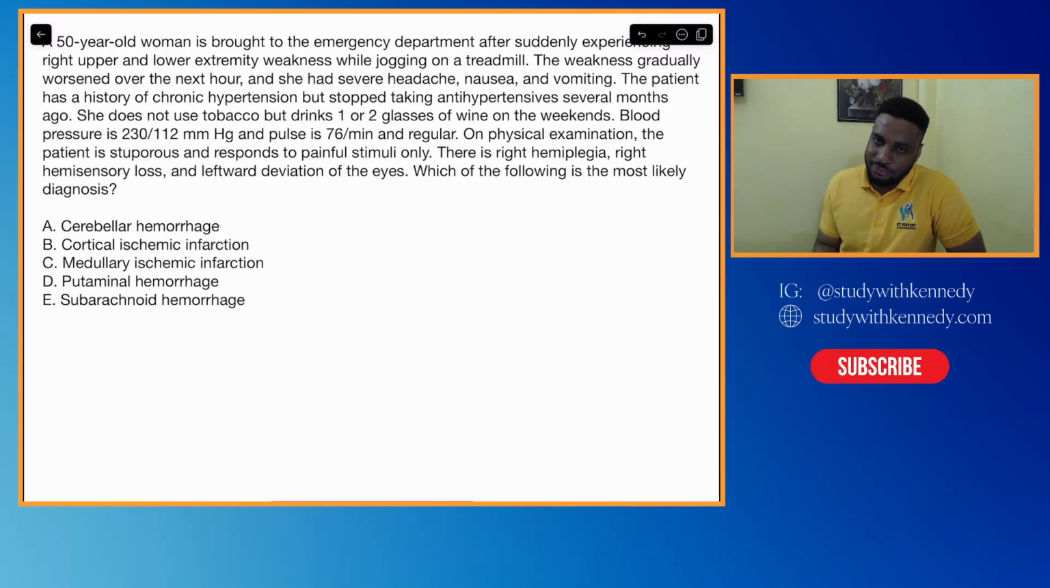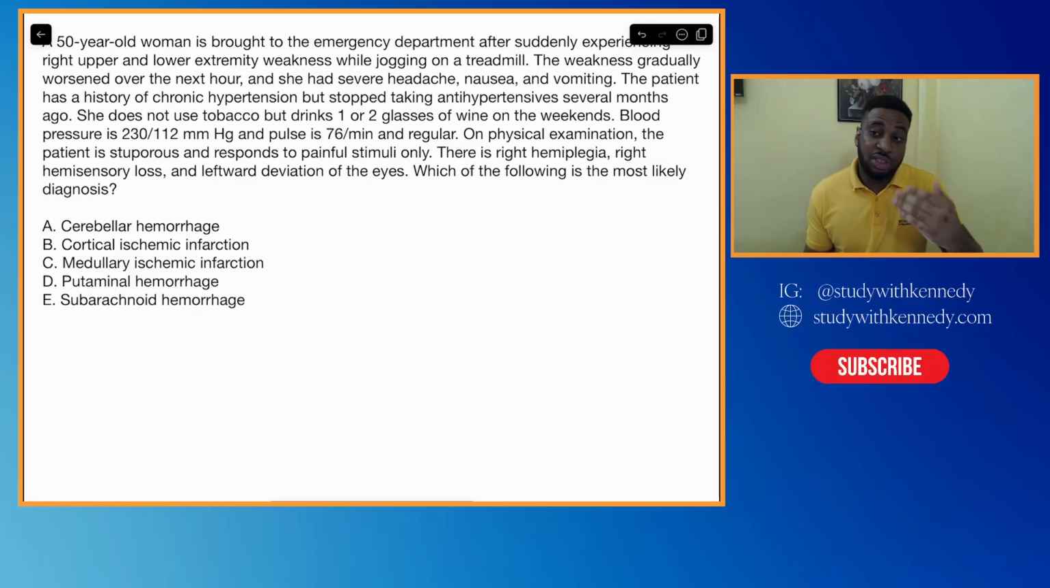All right. A 50-year-old woman is brought to the emergency department after suddenly experiencing right upper and lower extremity weakness while jogging on a treadmill. Now, when you read a vignette, you must pause after the first line of the question.